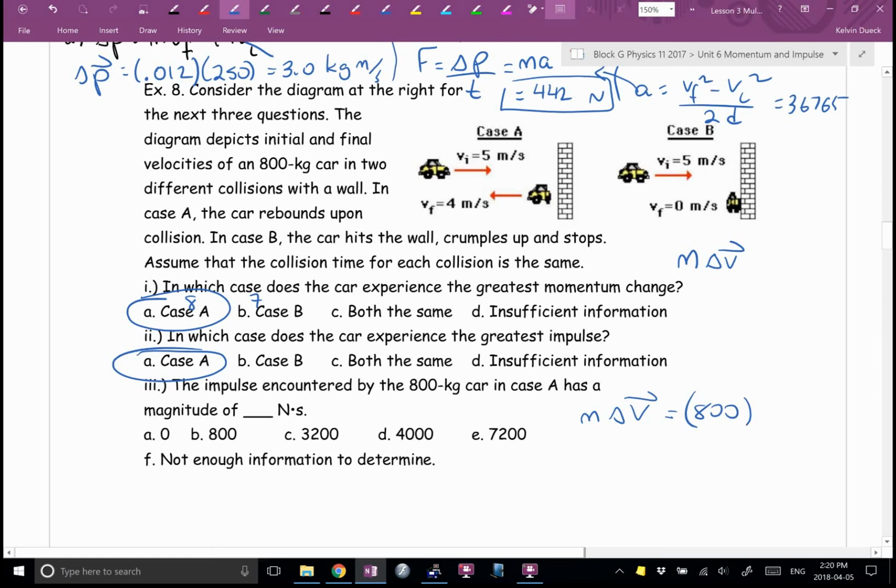Not 1, because there's a change in direction. You need to let one way be positive and one way be negative. So if you let the 4 be negative and the 5 be positive, you'll get -9. If you let the 4 be positive and the 5 be negative, you'll get +9 when you go final minus initial. But the change in velocity is 9. Correct answer? E.